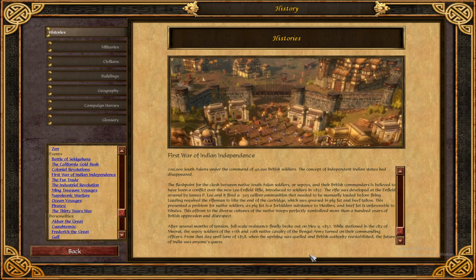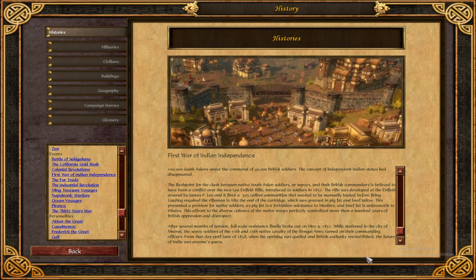Loading required the rifleman to bite the end of the cartridge, which was greased in pig fat and beef tallow. This presented a problem for native soldiers, as pig fat is a forbidden substance to Muslims, and beef fat is unfavorable for Hindus. This affront to the diverse cultures of the native troops perfectly symbolized more than 100 years of British oppression and disrespect.